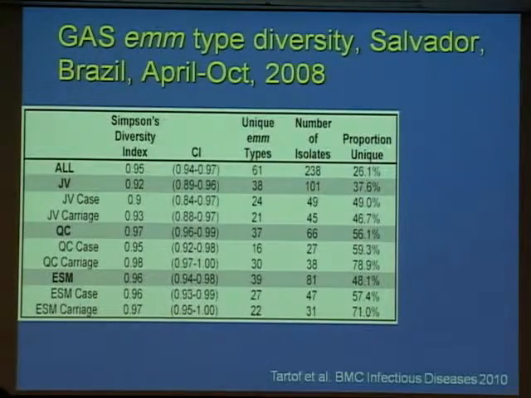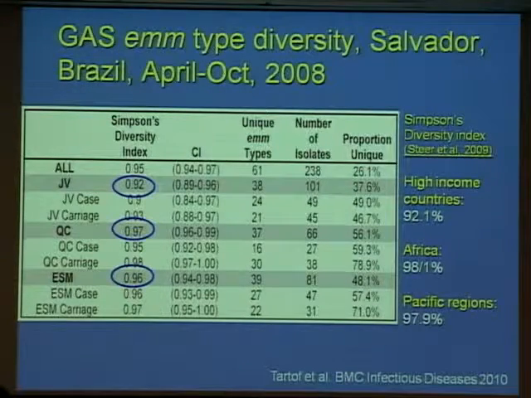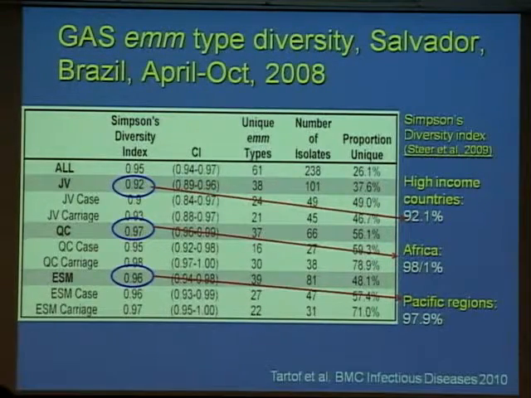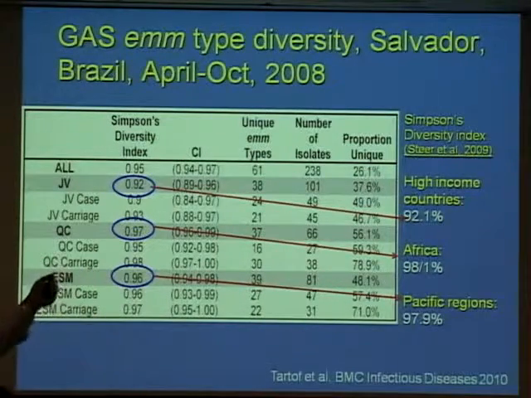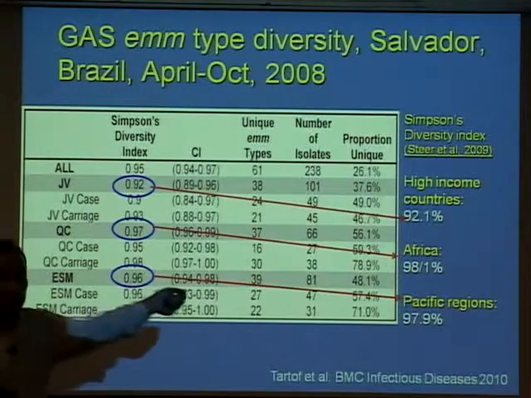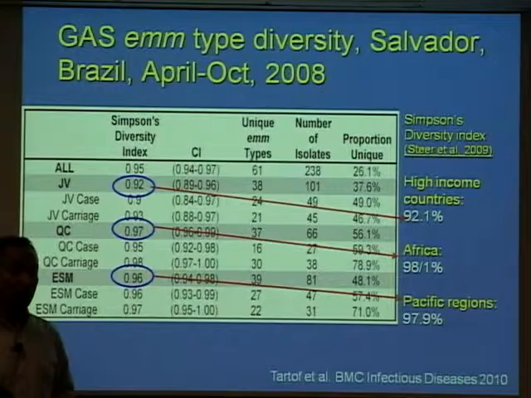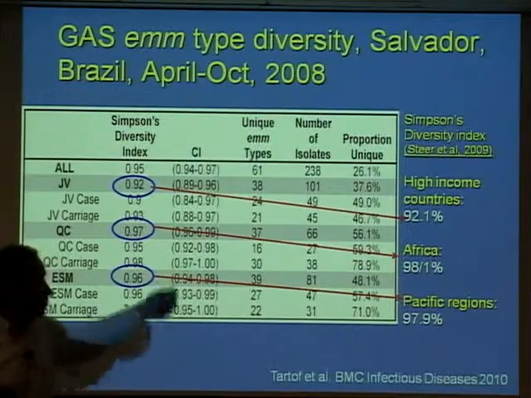But what was surprising was when we did the genotype analysis, this is what we found. If you look at George Valente, which is the private clinic, the Simpson's diversity index is 0.92. But if you look at Quinto Centro and ESM, it was 0.96. And if you look at the Lancet study from STEER, high-income countries, 0.92, okay? And Africa and Pacific region, higher. So in the same city, the genotypic diversity of the kids who live in the slums resembles more that of kids who live in Africa and the Pacific, whereas the kids who went to the private clinic had diversity resembling that found in kids who live in high-income countries. So if this vaccine became available in Salvador, it's only going to help these kids, but not these kids.